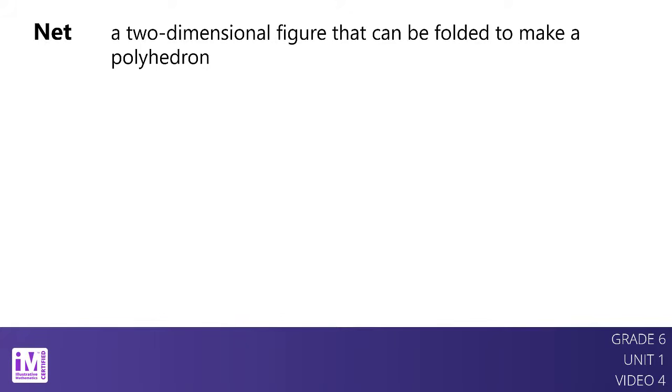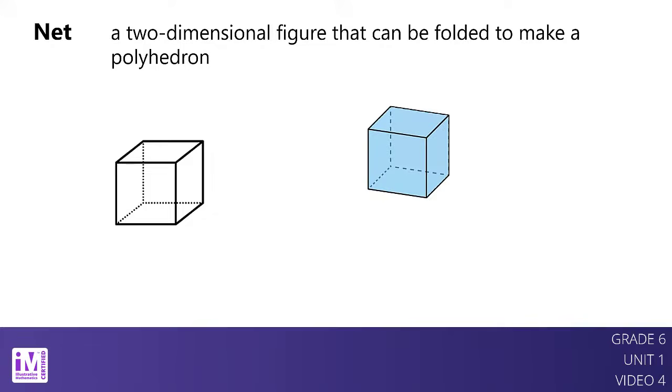A net is a two-dimensional figure that can be folded to make a polyhedron. It is composed of polygons that form the faces of the polyhedron. For example, a cube has 6 square faces, so its net is composed of 6 squares.